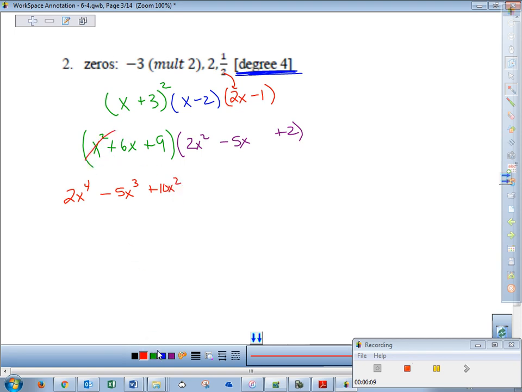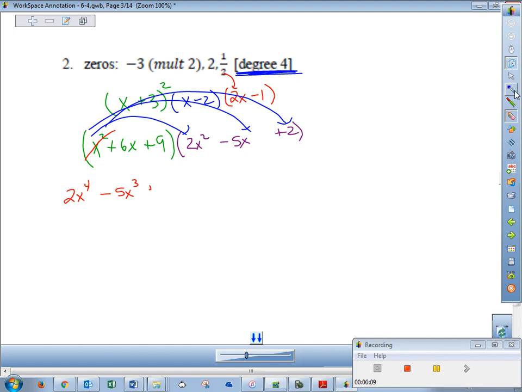Done with him. The hardest part about this is getting all the little exponents right. I took this guy times each one of these is what I did. 2x squared, not 10x squared. I don't know where I got a 10x squared. Sorry. Everybody cool with that?